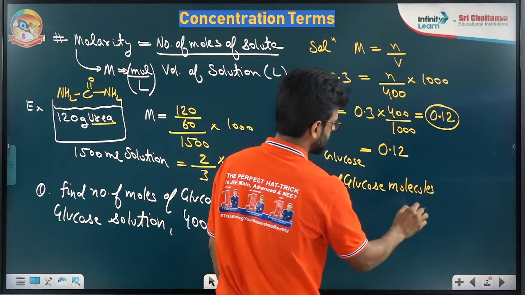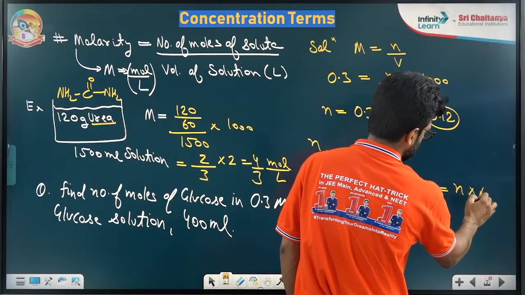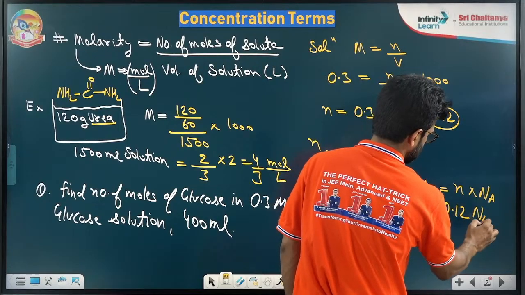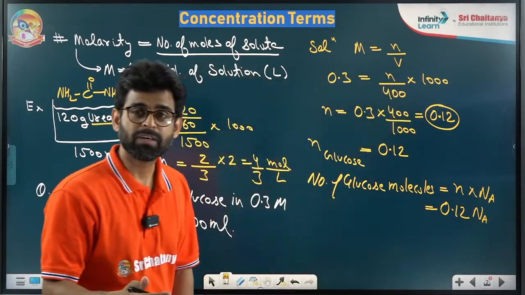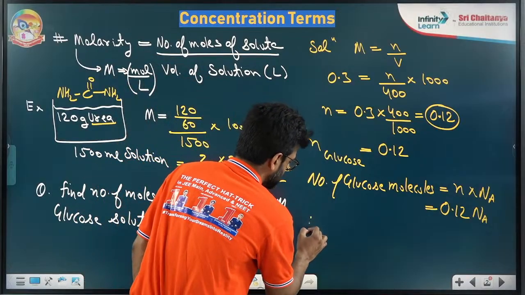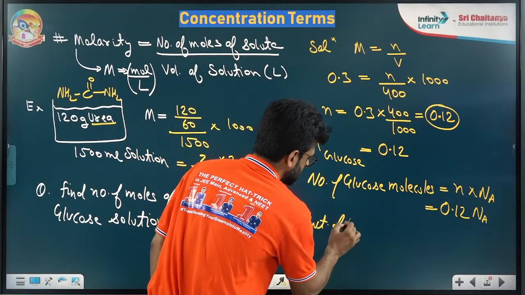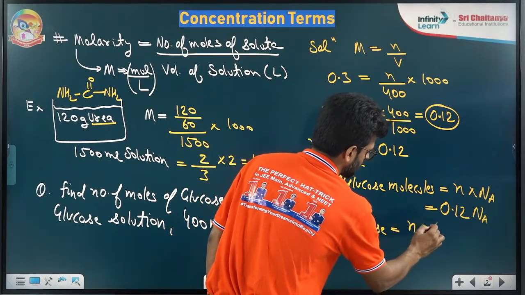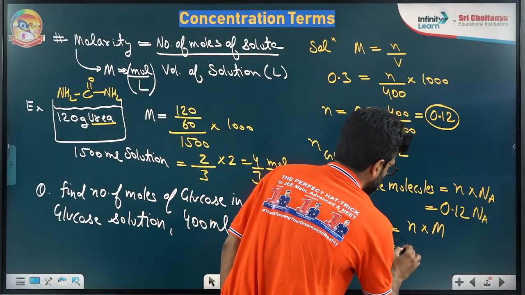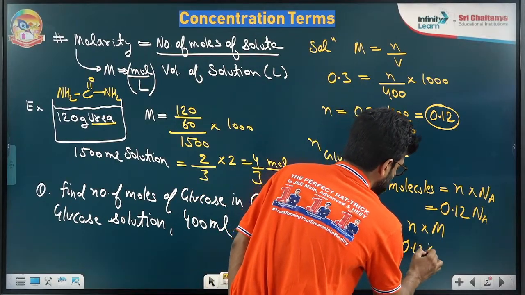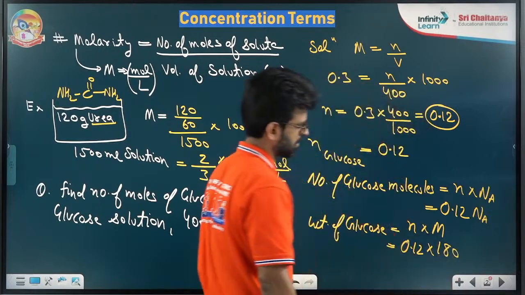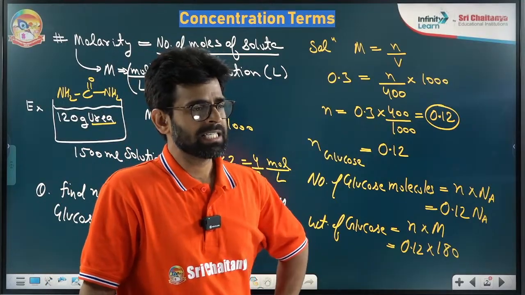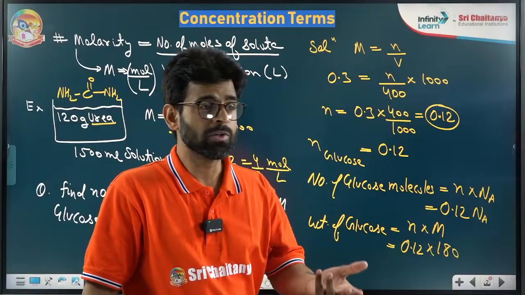The mole concept we covered: number of moles times Avogadro number, that is 0.12 Na. Clear? Or if they ask you for the weight, you can give the weight also. If I ask you in the solution, how much is the weight of glucose? How do you find this? Number of moles times molar mass. Number of moles is 0.12 mole, times molar mass, how much? Glucose is 180. So you can convert directly from mole to weight, or to molecules also, right?